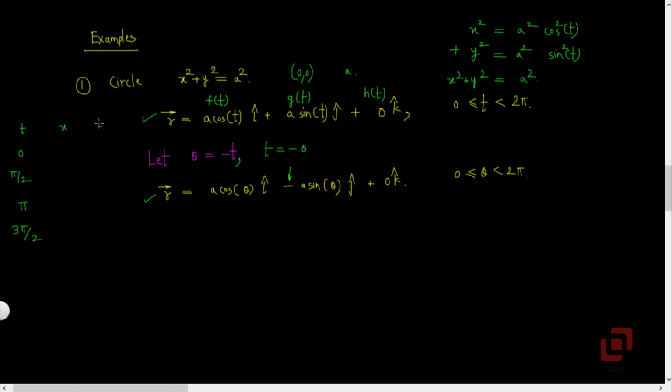Let us also locate the points on the xy plane by obtaining their coordinates x and y. When t is 0, f of t will be a, because cos of 0 is 1, and g of t will be 0 because sin 0 is 0. When t is pi by 2, x will be 0 and y will be a. When t is pi, x will be minus a, y will be 0. And when t is 3 pi by 2, then x is 0, but this time y is minus a.